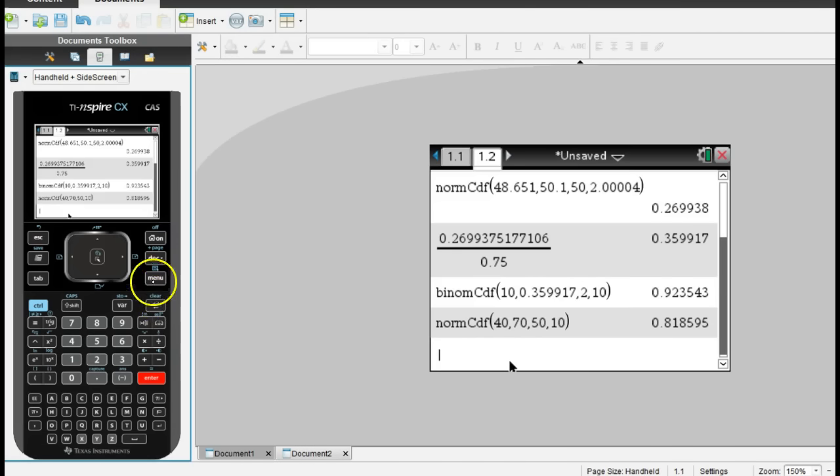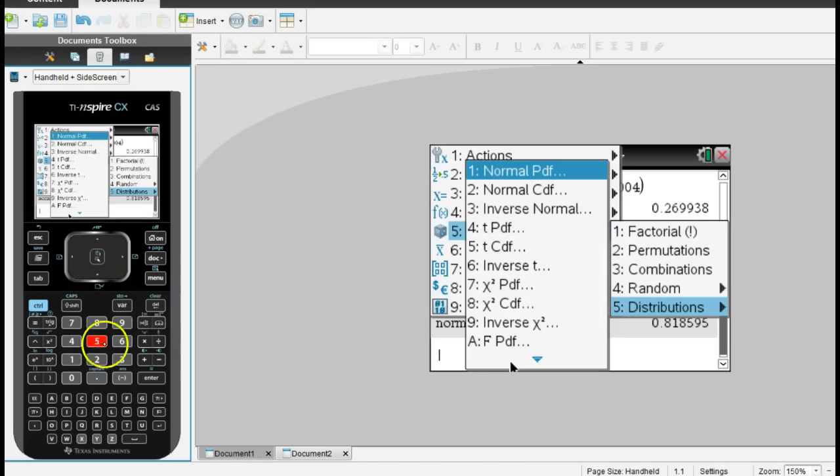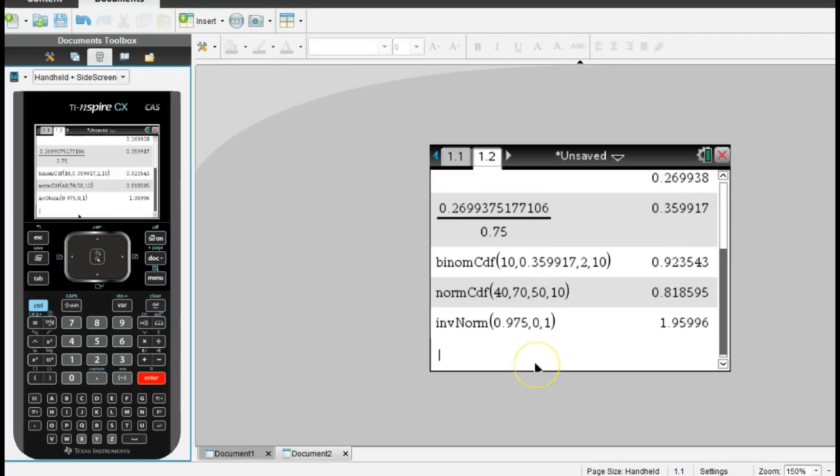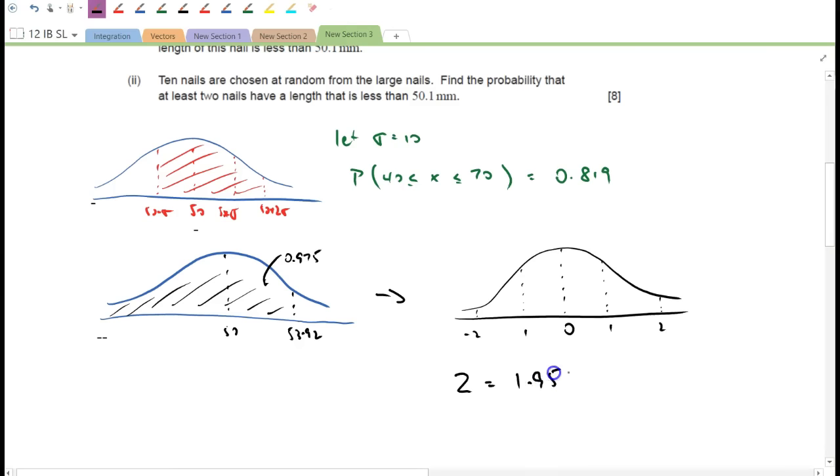We go to menu 5, 5, 3 for inverse normal. I know my area is 0.975. Remember, area is from the left tail. I'm going to leave these as they default to our z-score. So we just tab, tab, tab, hit enter, and we get 1.95996. That's the z-score for 53.92 given that the area is 0.975. So that's my z-score.